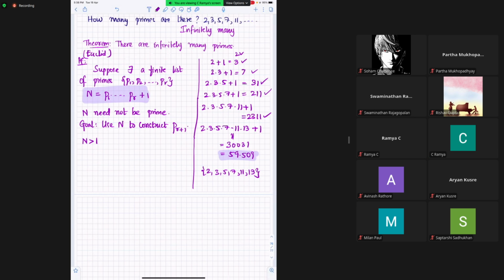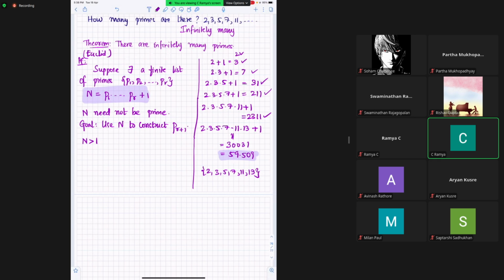So after that, taking the product P1 dot dot PR plus 1, this is not divisible by any of the PIs in the list of primes we have in the natural number system. Because our assumption was that we have at most finitely many primes, and we are taking all those finitely many primes in the form of P1 dot dot PR.